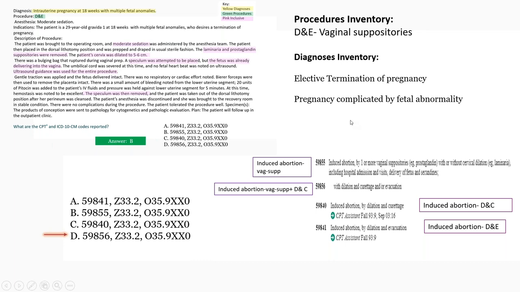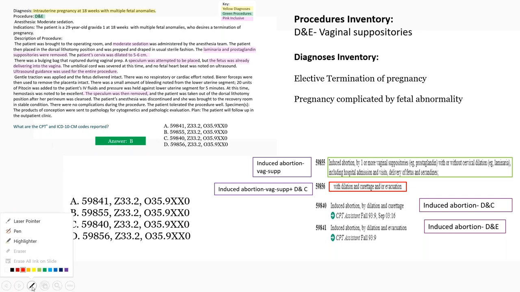Let's look into the code 59856, which is for induced abortion by one or more vaginal suppositories with or without cervical dilation, including hospital admission, visits and delivery of the fetus and secundines, with dilation and curettage and/or evacuation. So from what I said before, coders, do you see a dilation and curettage procedure or an evacuation performed? You can see a laminaria, I will show. Let me grab my highlighter.